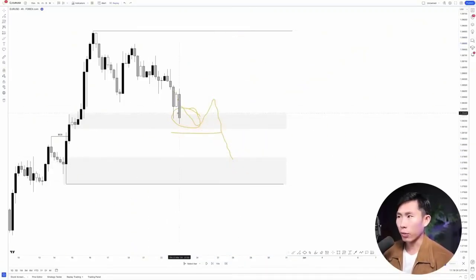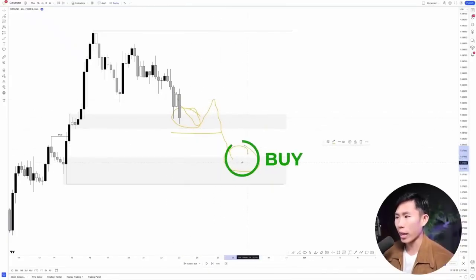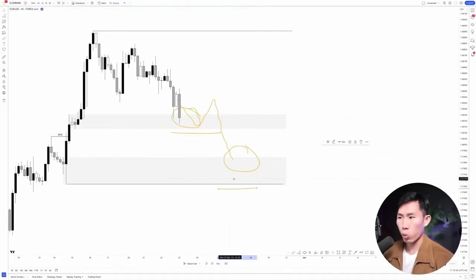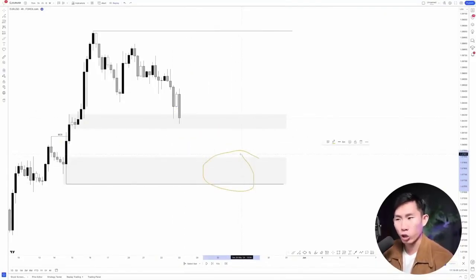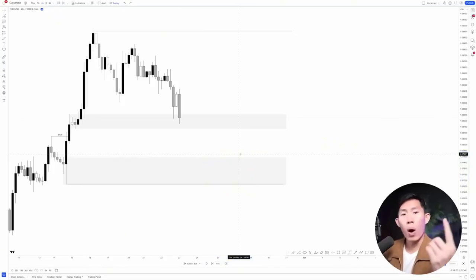In that case, if you entered once right here and then enter again after price comes into this extreme zone, you are prone to being wrong twice. Because if this zone fails as well, you have been wrong 2 times: one time right here and another time right here. But if you just enter the trade at the extreme zone, you might just be wrong once and that's it. Obviously this depends on different scenarios in the market, but that's a conversation for another day.